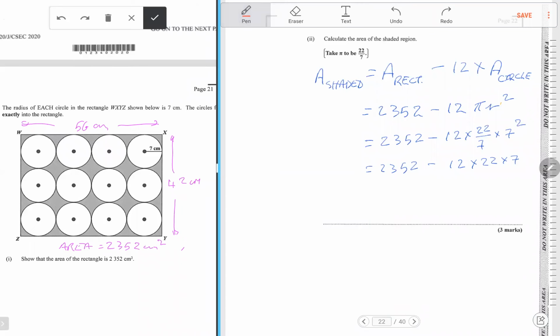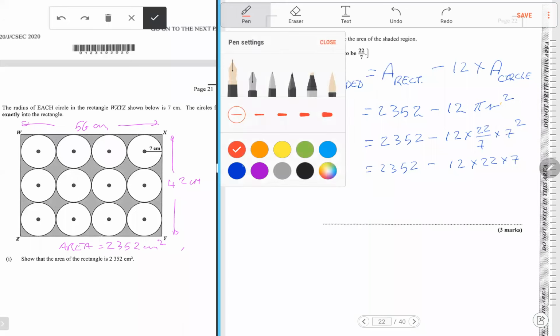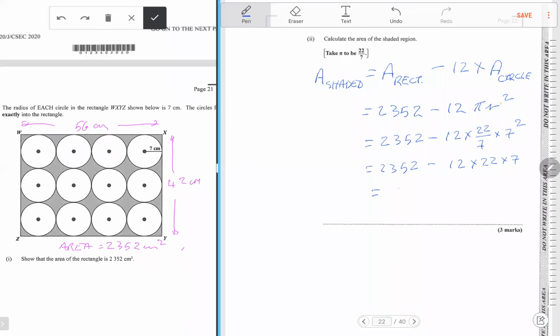But understand that? 2352 minus 12 times 22 times 7 equals, what did I do? I put plus. 2352 minus 12 times 22 times 7. And I'm getting 504 centimeters squared. I have to put centimeters squared. Good? Good. Nice and easy.